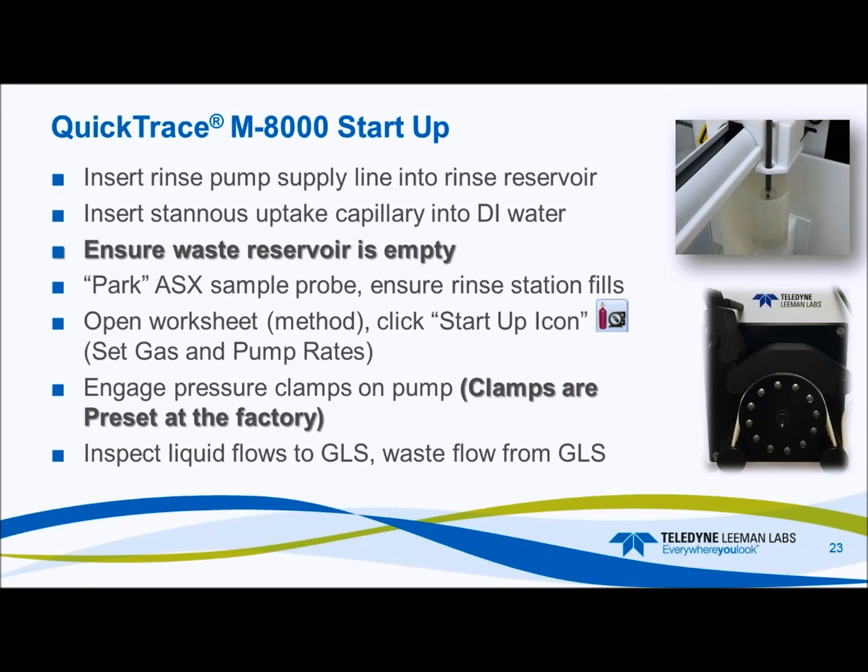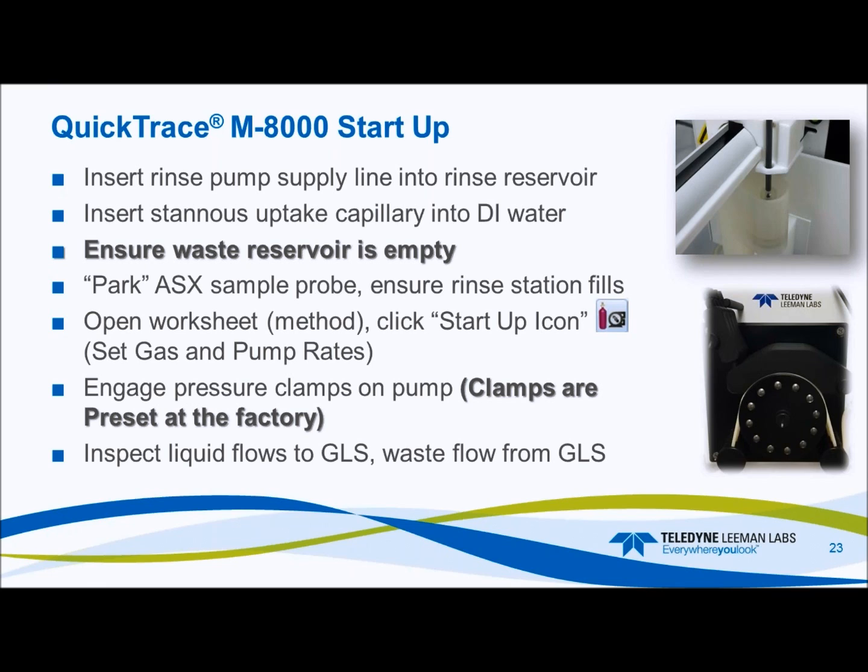And then ensure your rinse reservoir is empty. Park the auto sampler probe. That'll start your rinse pump, and it'll start the pull up of the rinse solution into the system. And then you can click on the startup icon within the method editor, which will set the pump and gas rates to the method that you already have open or will open. And then at this point, once the flows are going, you can engage the pressure clamps.